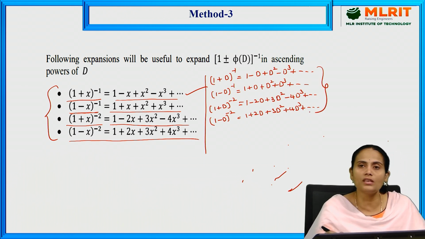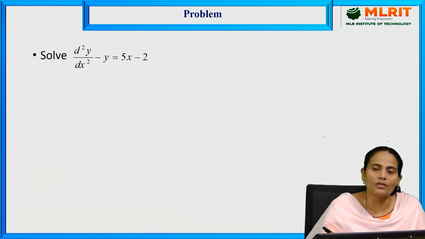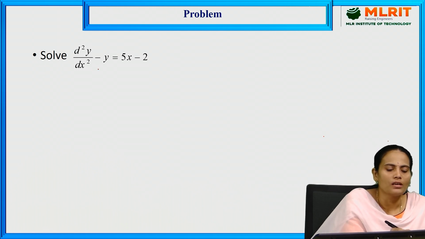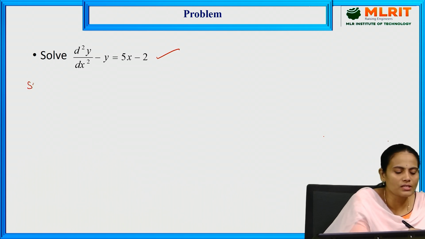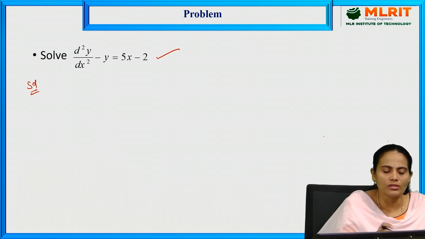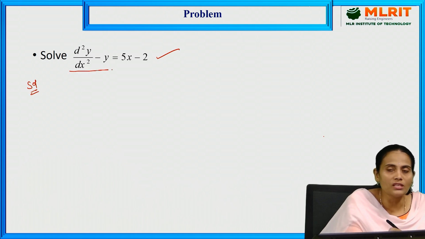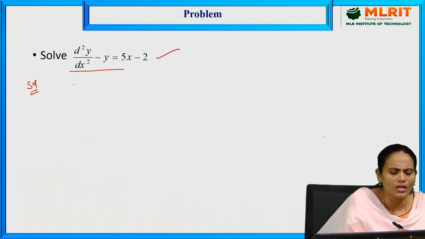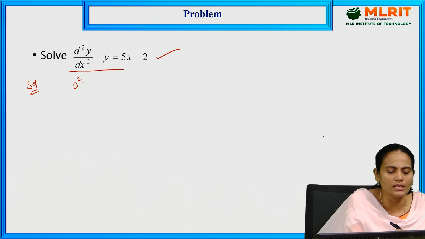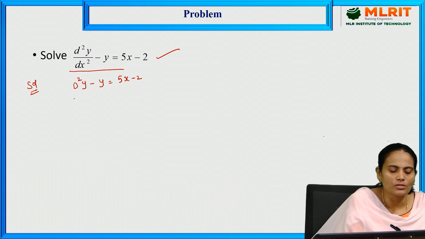So now let us see one problem on this method when the particular integral is a polynomial. Here the question is d square y by dx square minus y is equal to 5x minus 2. Right. So now let us see the solution. Before going to solve this, first you have to change the differential equation into terms of operator capital D. So by writing operator capital D, this is D square y minus y is equal to 5x minus 2. Now take y common: D square minus 1 into y is equal to 5x minus 2.